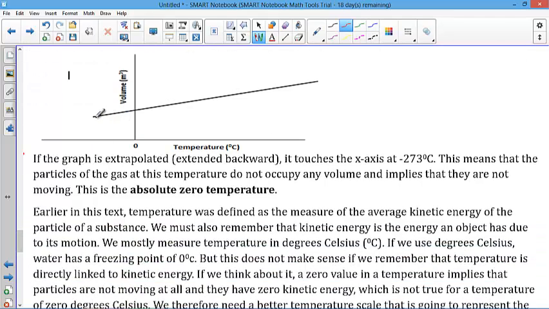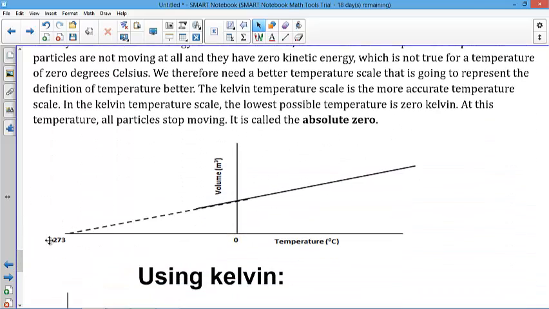But now what can be done is to draw a line backward that will extend this line back so that it touches the x-axis. When we extend this line backward so that it touches the horizontal axis, we say that we are extrapolating the line. When we do that, we find that this line is going to touch the horizontal axis at negative 273 degrees Celsius.